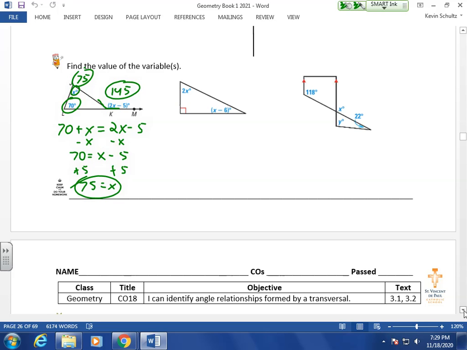We've talked before about geometry being kind of like a puzzle. All the pieces have to fit. If those two angle measures did not equal 145, it's not that the theorem's wrong. It's that you made a calculation mistake.